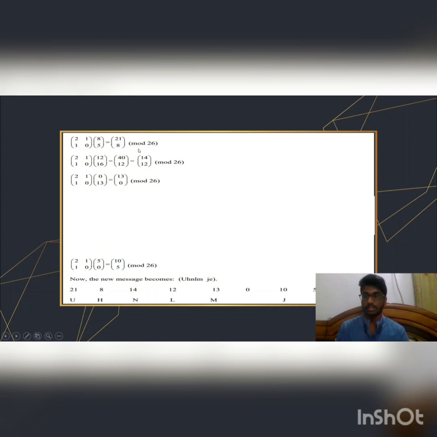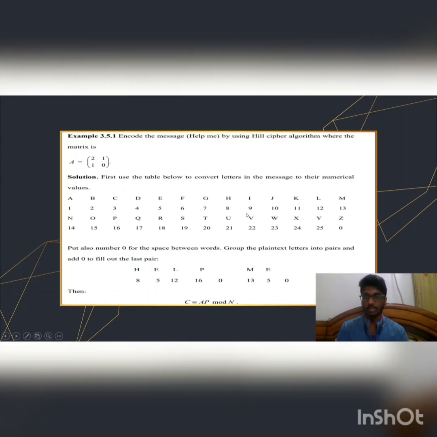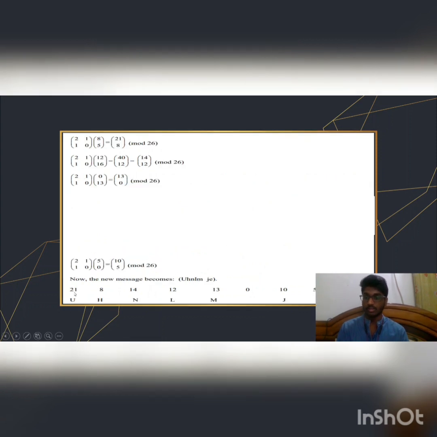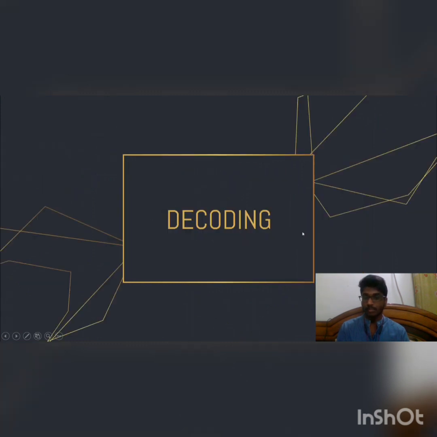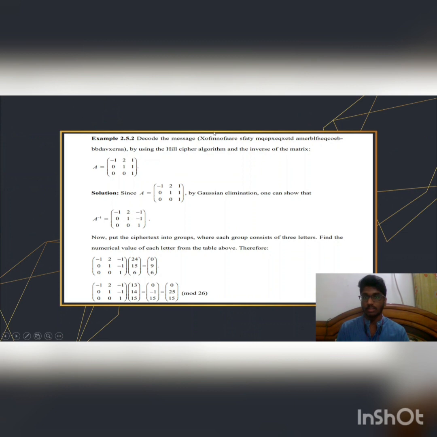After doing all this, we get these numbers: 21, 8, 14, 12, 13, 0, 10, 5. Writing it in the same sequence, and using this table, we fill in these numbers with alphabets. We get UH, NLM, blank space, and JE. This is the encoding example, and as you can see, this is the final answer. Now a decoding example.